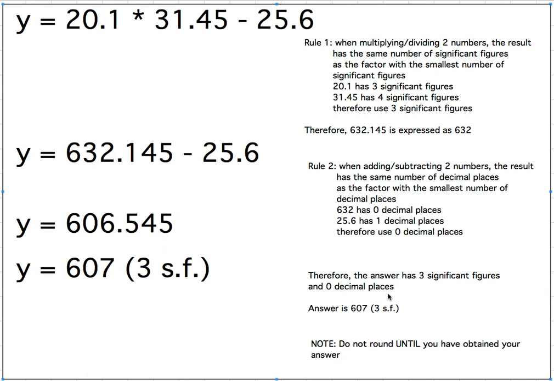and in fact I should also be saying 0 decimal places, because the final result is actually a subtraction, so it's the decimal places that count more than the significant figures. So this should actually be 0 decimal places. Okay, so the correct answer is 607 for this equation.